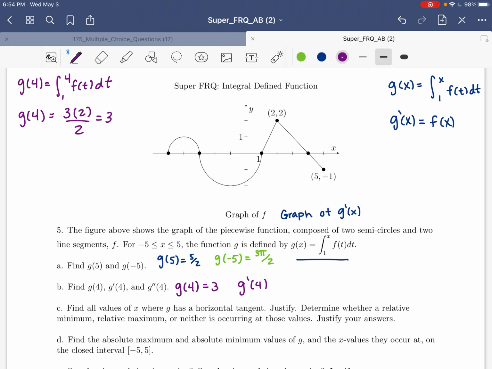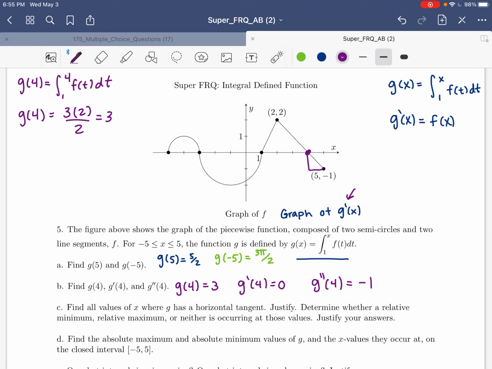Then I have g prime of 4. So g prime of 4, notice this is the graph of g prime. So we just go to 4, which is going to be right here, and we need the y value, which is going to be 0. And then g double prime of 4 just means we take the slope at that point. So it's going to be down 1 over 1. So it's going to just equal -1. So that's why it was important to label what's g prime. And then to get g double prime, it's just the slope.